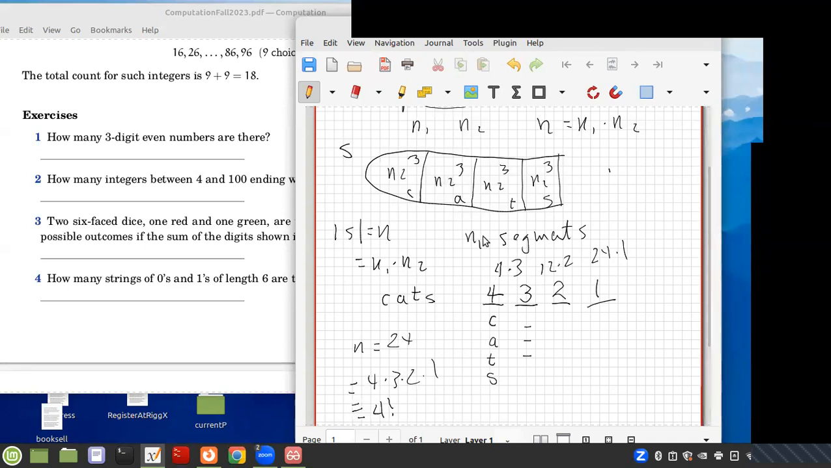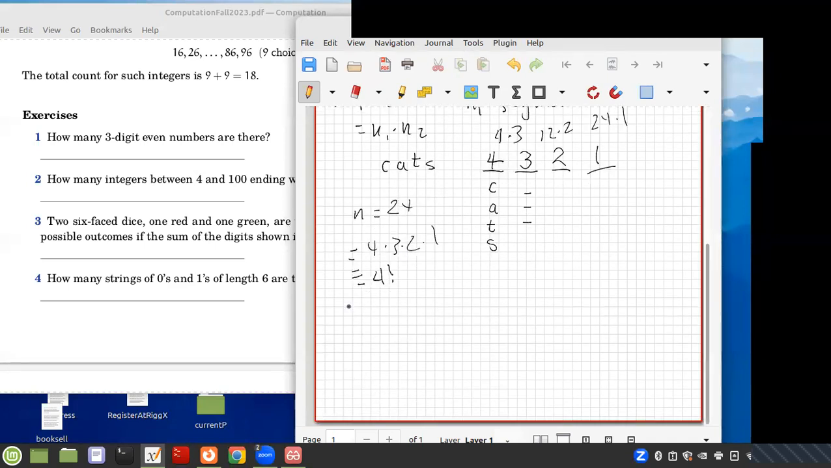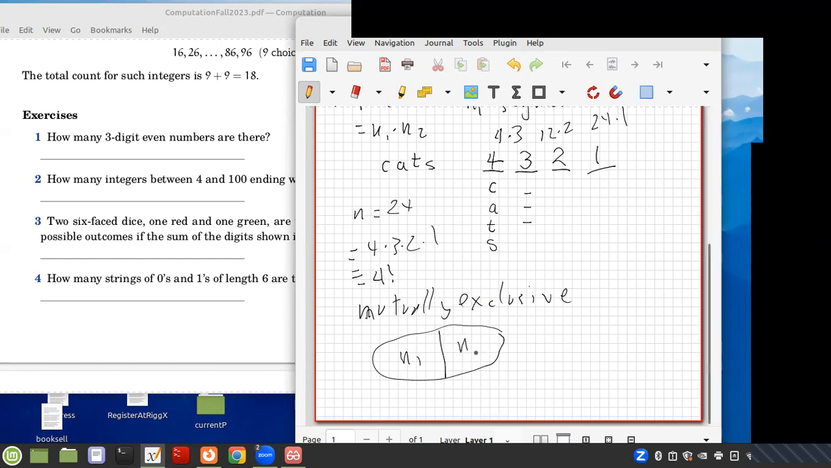And there was a second principle, which applies to mutually exclusive choices. And that's if you could say, okay, my full set was, I either have N1 over here or N2 over here, because I have to choose either one from here or one from here.